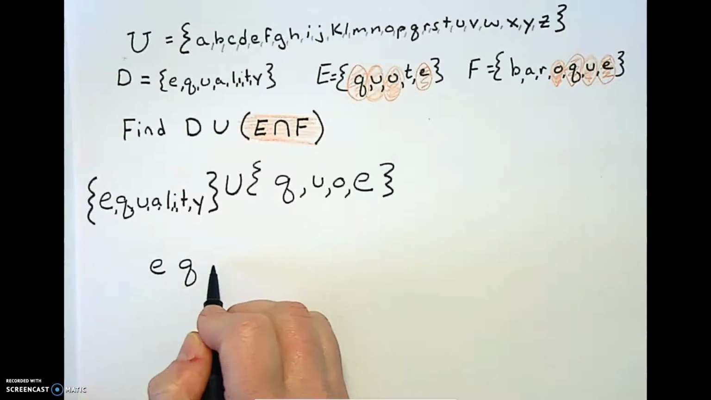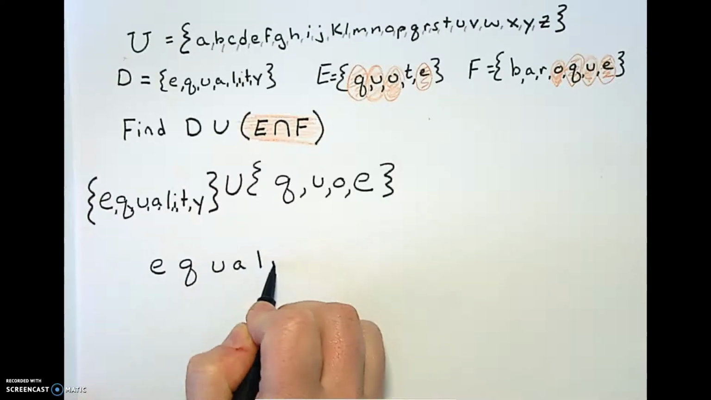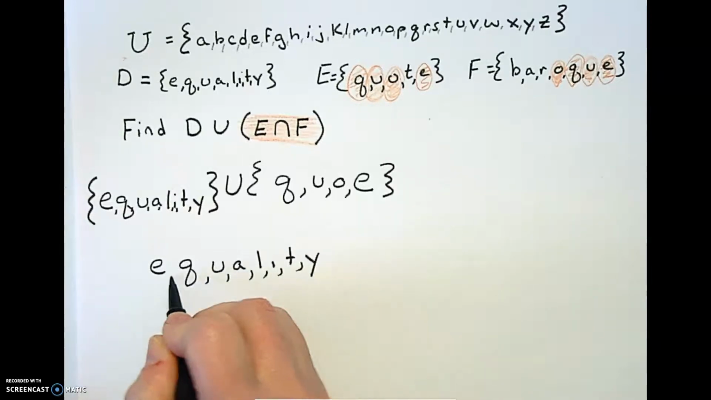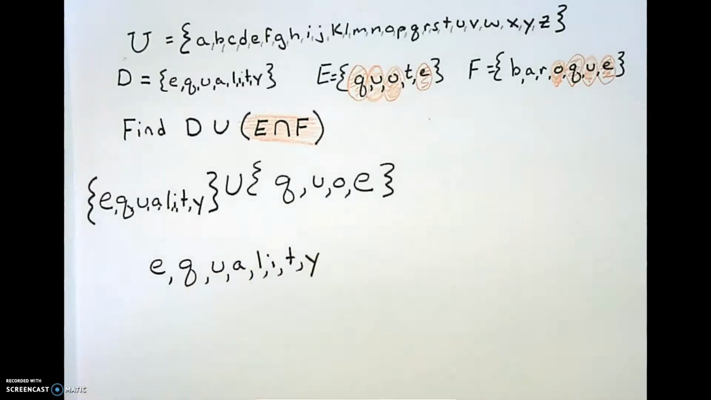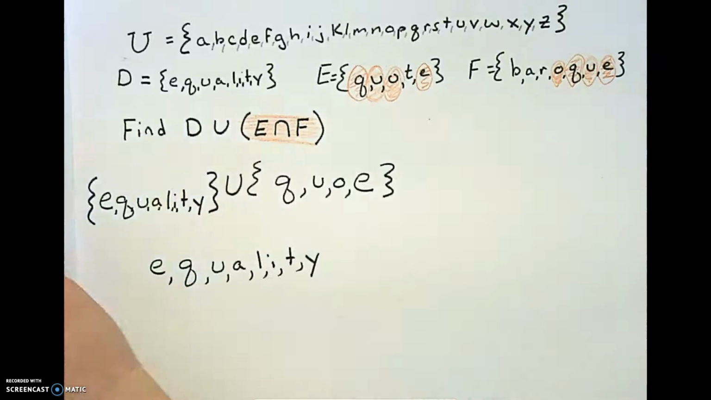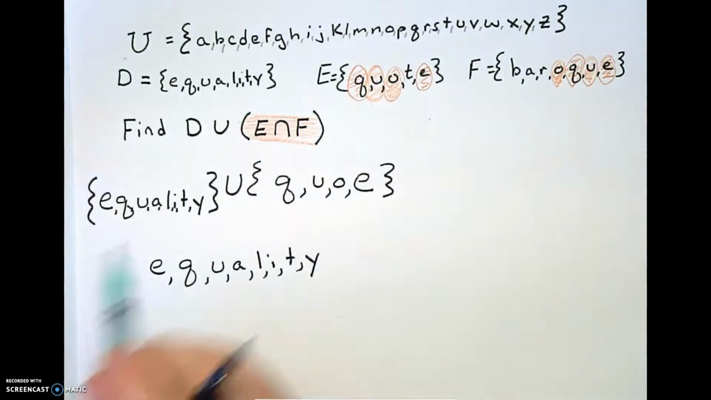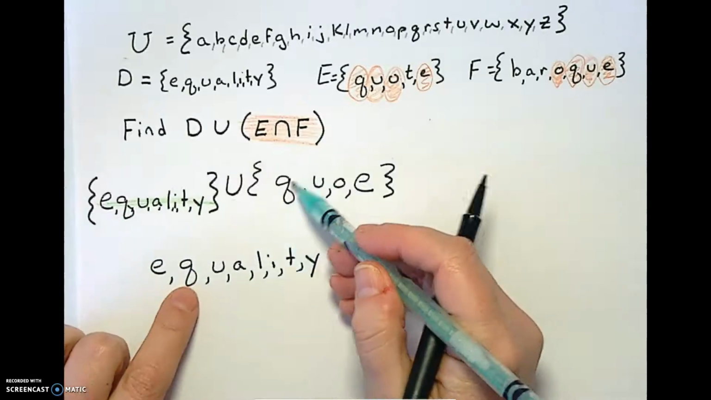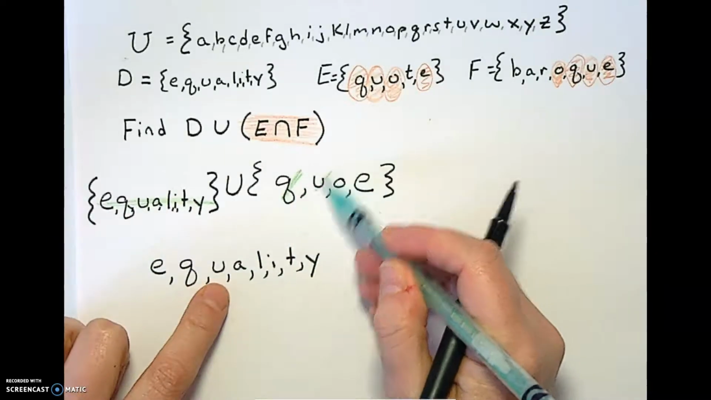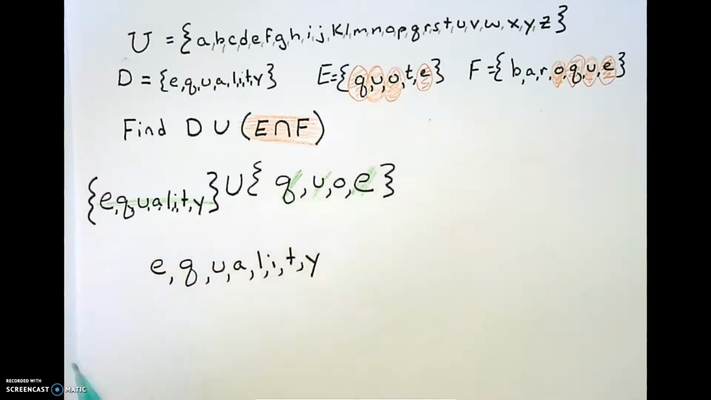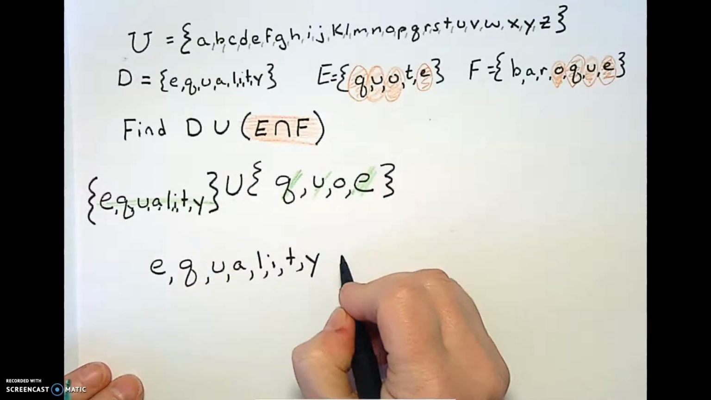Equality. We obviously need all the letters in equality because we need everybody. So we've gotten everybody here, done. And then we already got the Q, we got the U, we need the O, and we already have the E. So all we need to add now is the O.